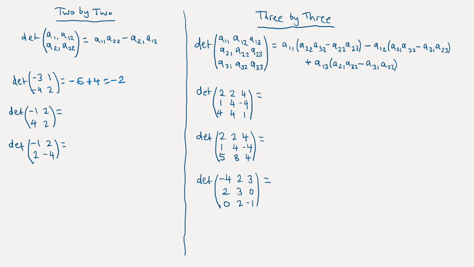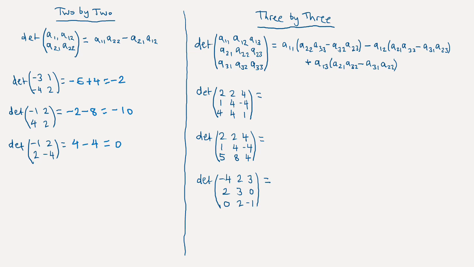Second example, minus 1, 2 in the first row, 4, 2 in the second row. We've got minus 1 times 2 gives us minus 2, and then subtract 4 times 2, which is 8, so we get minus 10. And then the third example, got minus 1, 2 in the first row, 2, minus 4 in the second row. Got minus 1 times minus 4, which is plus 4, and then subtract 2 times 2, which is also 4, so we get 0.